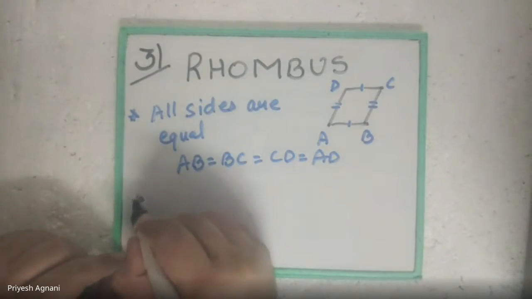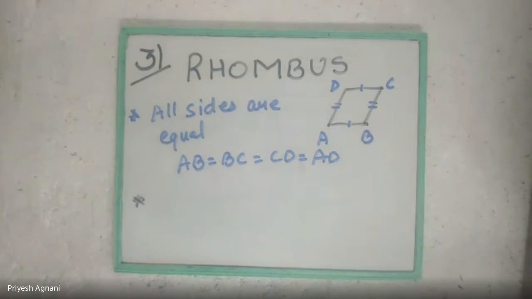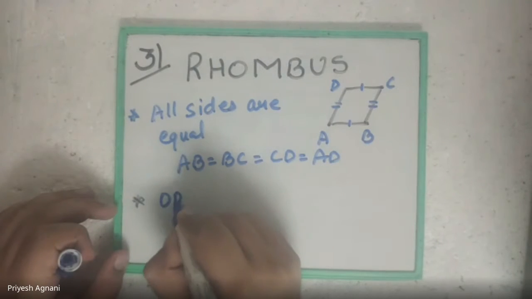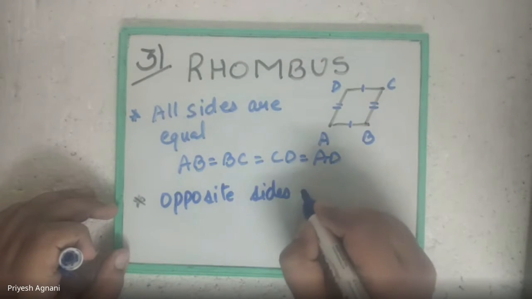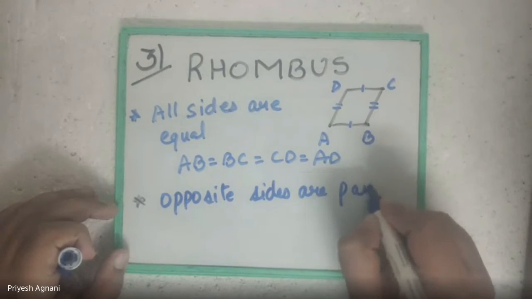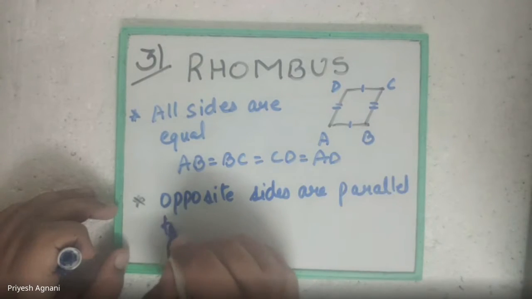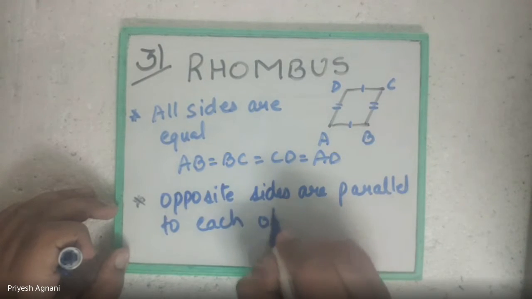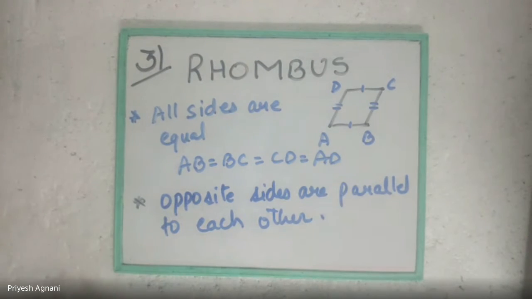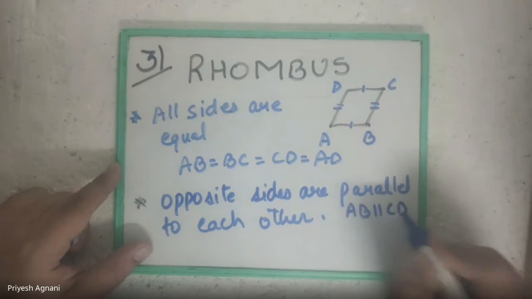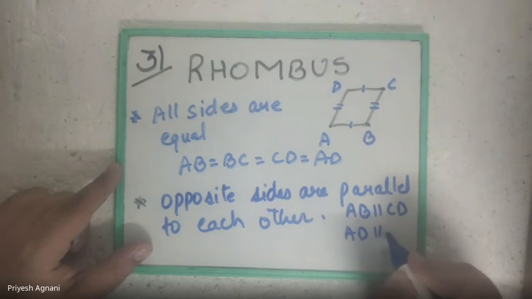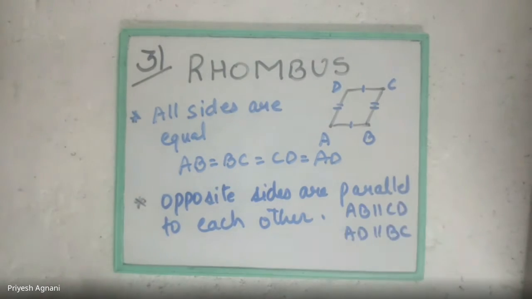यहाँ पे लिखो opposite sides are parallel to each other। What you will write? Opposite sides are parallel to each other। यहाँ पे हम लिखेंगे AB is parallel to CD and AB is parallel to BC.